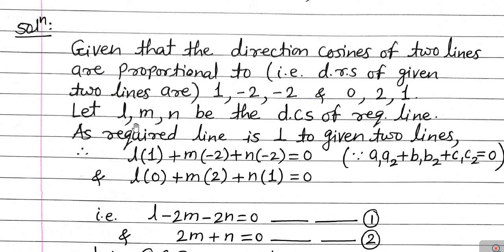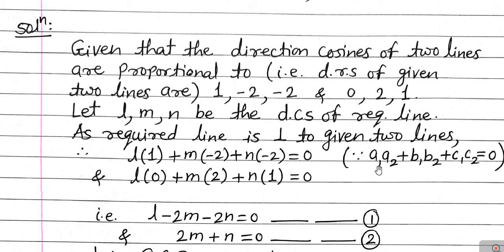Next, let L, M, N be the direction cosines of the required line. Okay, as we have supposed that L, M, N are the direction cosines of the required line, and it is given that the required line is perpendicular to both the given lines. Therefore, use the condition of perpendicularity. So as the required line is perpendicular to the given two lines, we have A1 A2 plus B1 B2 plus C1 C2 is equal to 0.